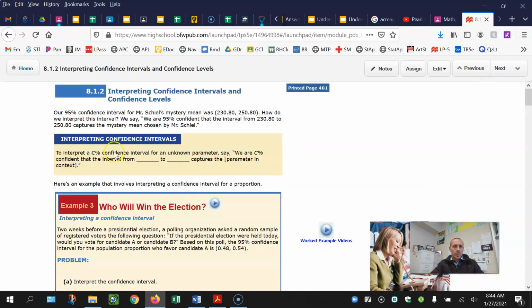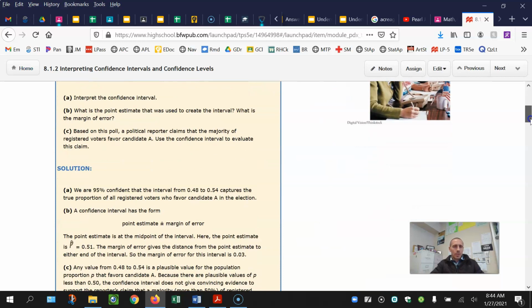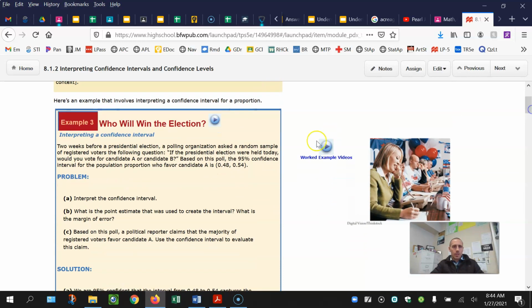All right, so this is going through the interpretation. I just mentioned that. Interpreting a confidence interval, what is the point estimate? Let's take a look at this one. If I'm interpreting this confidence interval, we are 95% confident that the true proportion of people who favor candidate A is between 0.48 and 0.54. The point estimate is the average of the min and the max of the interval. So if I just average 48 and 54, I'd get 51%.